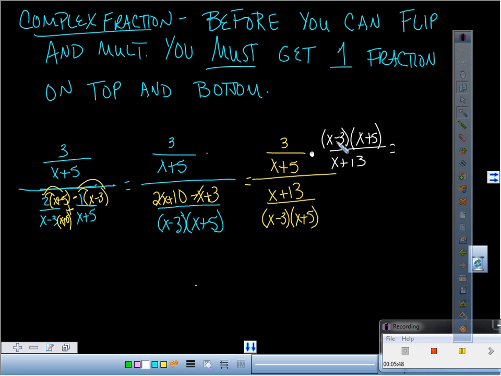Yeah, you can cross cancel these things, guys. The x plus 5 cancels out. I want the answer left like this: 3 times x minus 3 over x plus 13. Oh, 3. So this is the answer that I want. I don't want you to pull it out. I just want you to leave it like this.